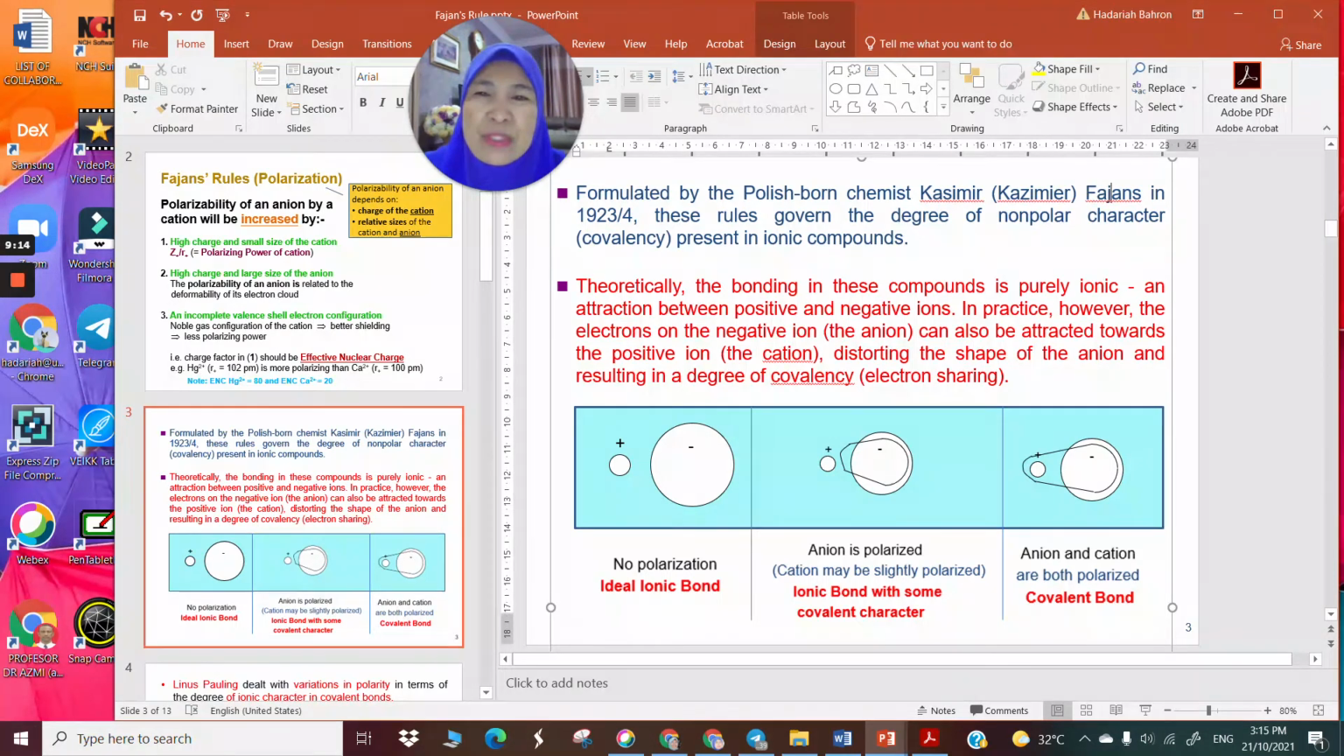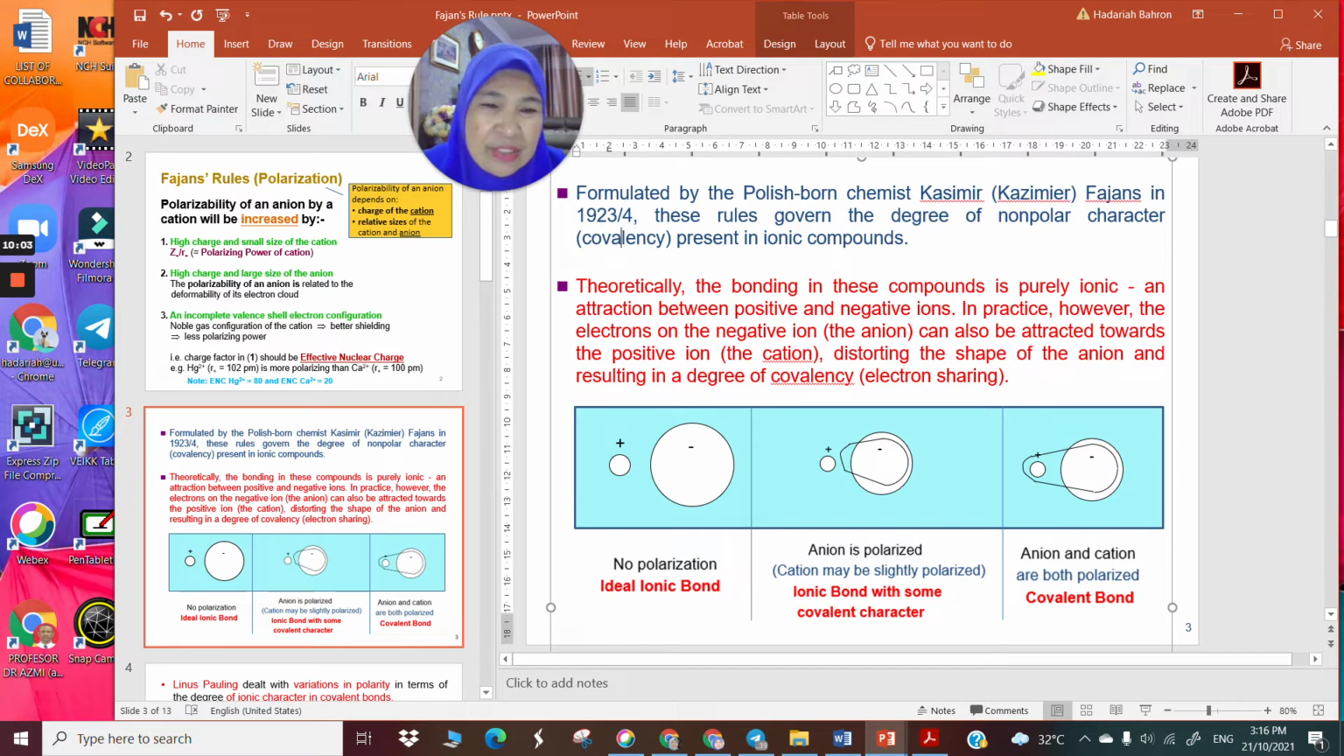He was working on this between 1923-24, and these rules govern the degree of non-polar character or covalency that is present in ionic compounds. Because we all know for ionic compounds, you have a complete transfer of electrons from the cation to the anion. However, depending on the relative sizes and relative charge of the cation and anion, some of these may not be complete ideal ionic situations. Some of them may have a little bit of covalent character. So we're saying the covalency of some ionic compounds is governed by the Fajans rules.